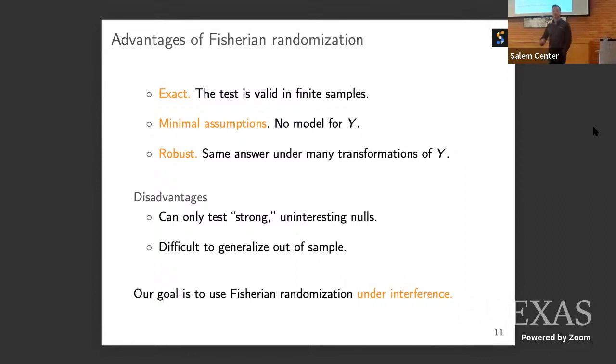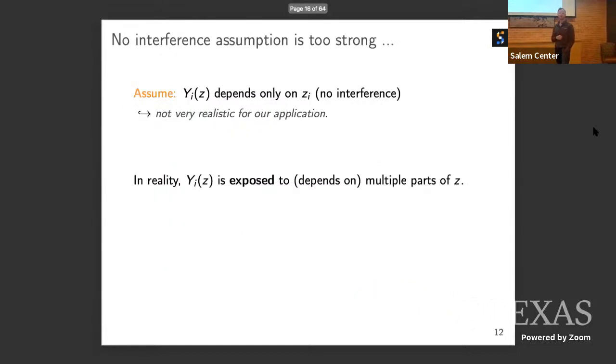But with all of this put on the table, the first step we're going to take is to actually try and take Fisher randomization and bring interference into the picture. This has yet to be done, and what we're going to see is that if we can successfully do this, we're going to be able to answer much more interesting questions and test much more interesting null hypotheses. So that's our goal. Okay, so let's go back to this no interference assumption. It's kind of our starting point into this Fisherian randomization with interference.